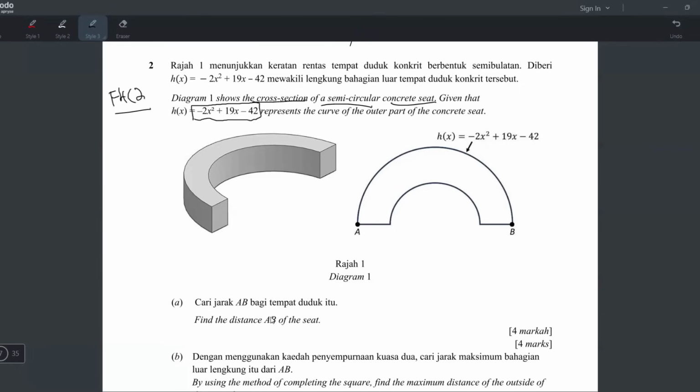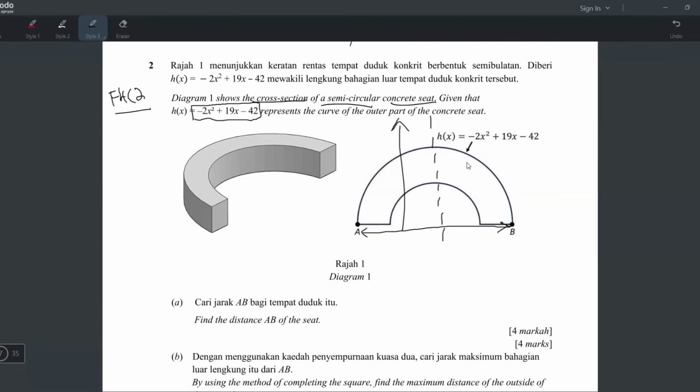Okay, now A says find the distance AB of the seat. So that means I want to find the jarak from A to B macam tu lah. Okay, how to find the jarak here? Do we know the y-axis? Where's the y-axis? Okay, the y-axis should be here. Yeah, because when the B is positive, and if it's a set face, the y-axis should be on the left side. The axis of symmetry should be on the right side.